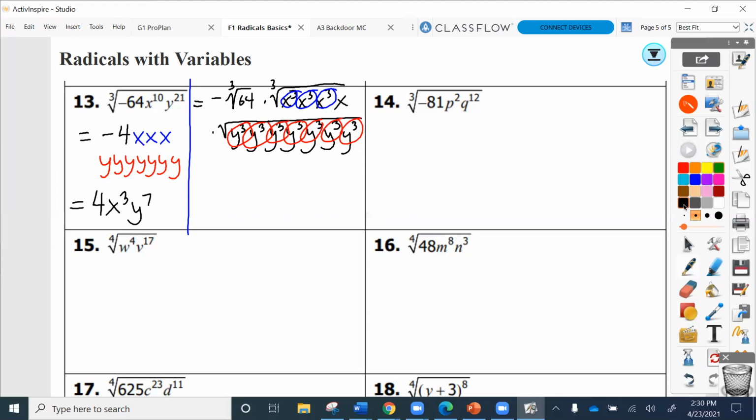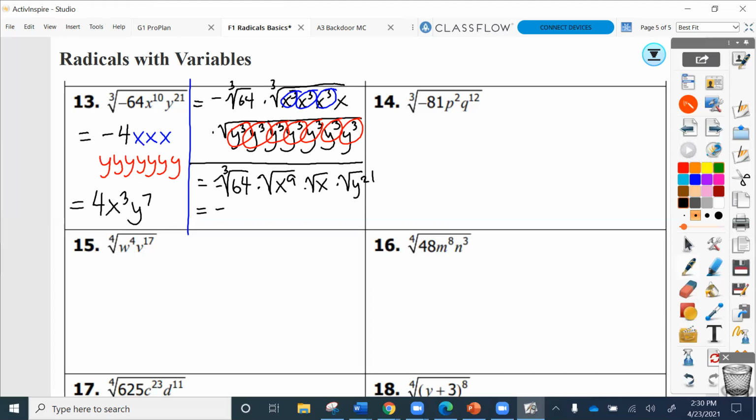But a shortcut looks like this. We could say that this is equal to negative cube root of 64 times, what we're going to do is we're going to take this x to the 10th and separate it out. So we know that we can take x to the 9th, right? Because that goes into it 3 times. And we know that we're left with 1x by itself. Then if you take the y to the 21st power from the original problem, here's where the shortcut comes in.